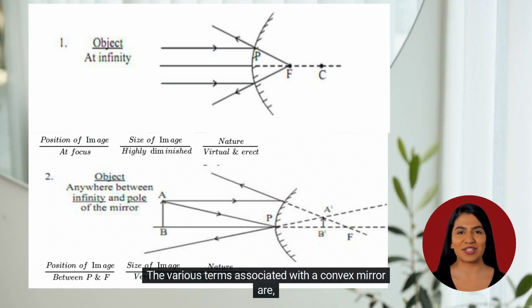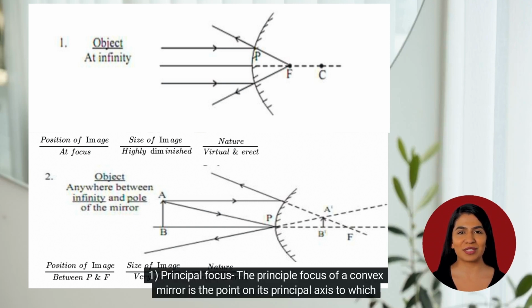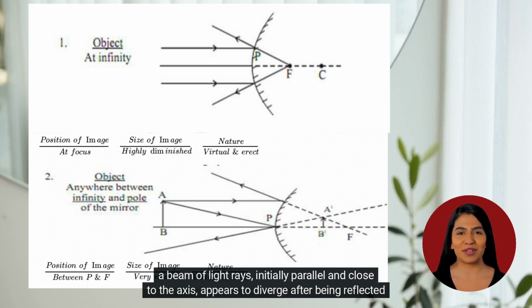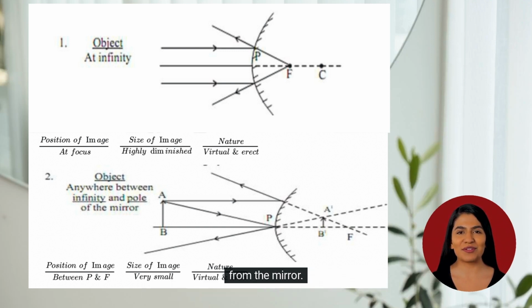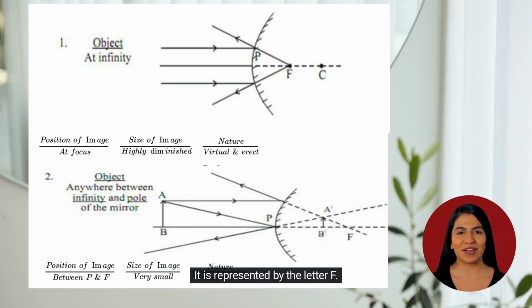The various terms associated with a convex mirror are: 1. Principal focus. The principal focus of a convex mirror is the point on its principal axis to which a beam of light rays, initially parallel and close to the axis, appears to diverge after being reflected from the mirror. A convex mirror has a virtual focus and lies always behind the mirror. It is represented by the letter F.